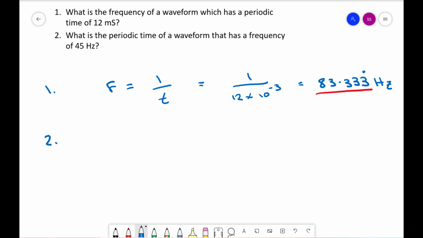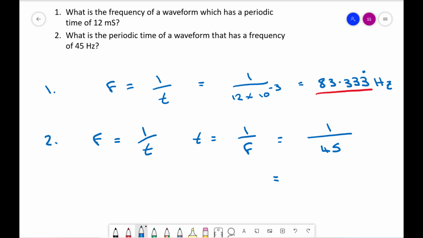So for question 2, it says, what is the periodic time of a waveform that has a frequency of 45 hertz? It's the only other variation really upon this formula in terms of a question. So once again, I'm thinking my formula is f equals 1 over T. I rearrange that to find T. So T is just 1 over f. And now just substitute my numbers in. So the periodic time in seconds is equal to 1 divided by my frequency of 45 hertz.